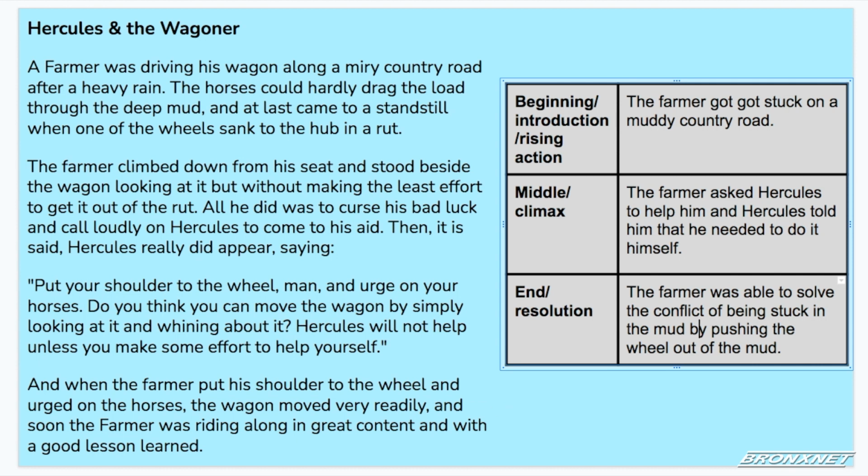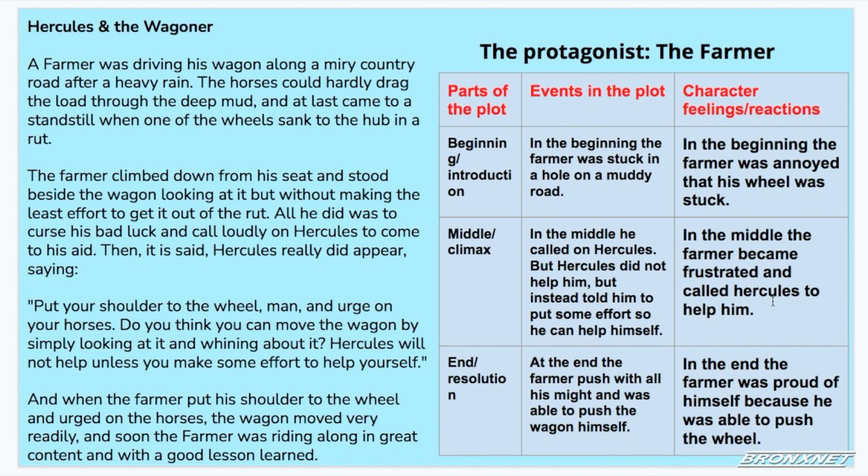So now let's look at tracking that character. How did the farmer, who is the protagonist, the main character in the story, feel at the beginning, middle, and end of the story, right? So if we looked, we could see that in the beginning, when the wagon was stuck in the mud, the farmer was annoyed that his wheel was stuck. As with anybody, right? In the middle, the farmer became frustrated and called Hercules to help him. Don't forget, in the middle, that's when he's trying to get Hercules to help him out. So he was frustrated. So let's highlight that.